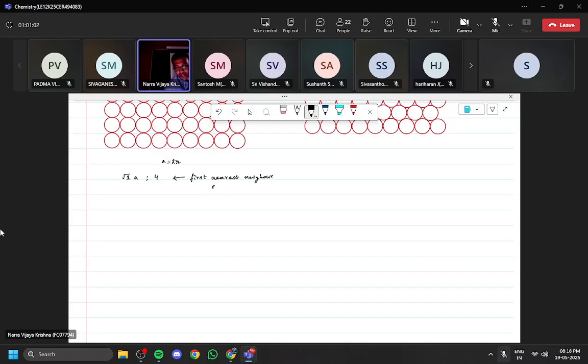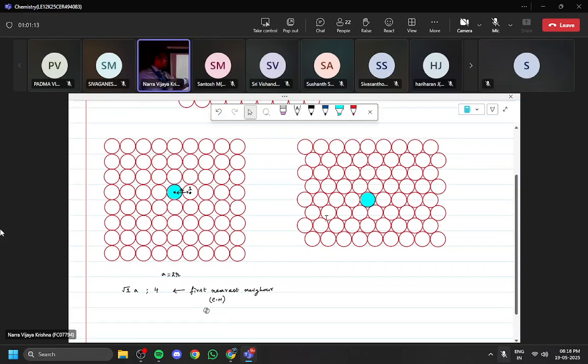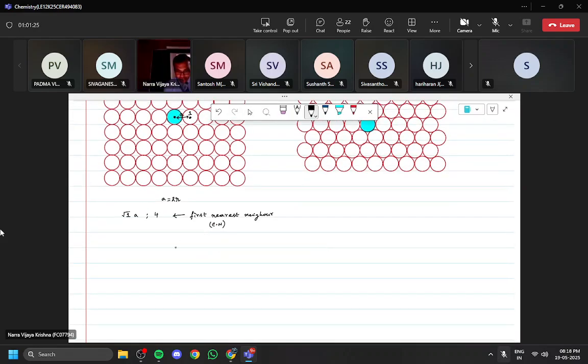We also call it the coordination number. What do you mean by coordination number? Your nearest neighbors give the coordination number. How many nearest neighbors are surrounding you? 4. Or how many people are touching you? 4 people are touching you. So that is called the coordination number. Clear?